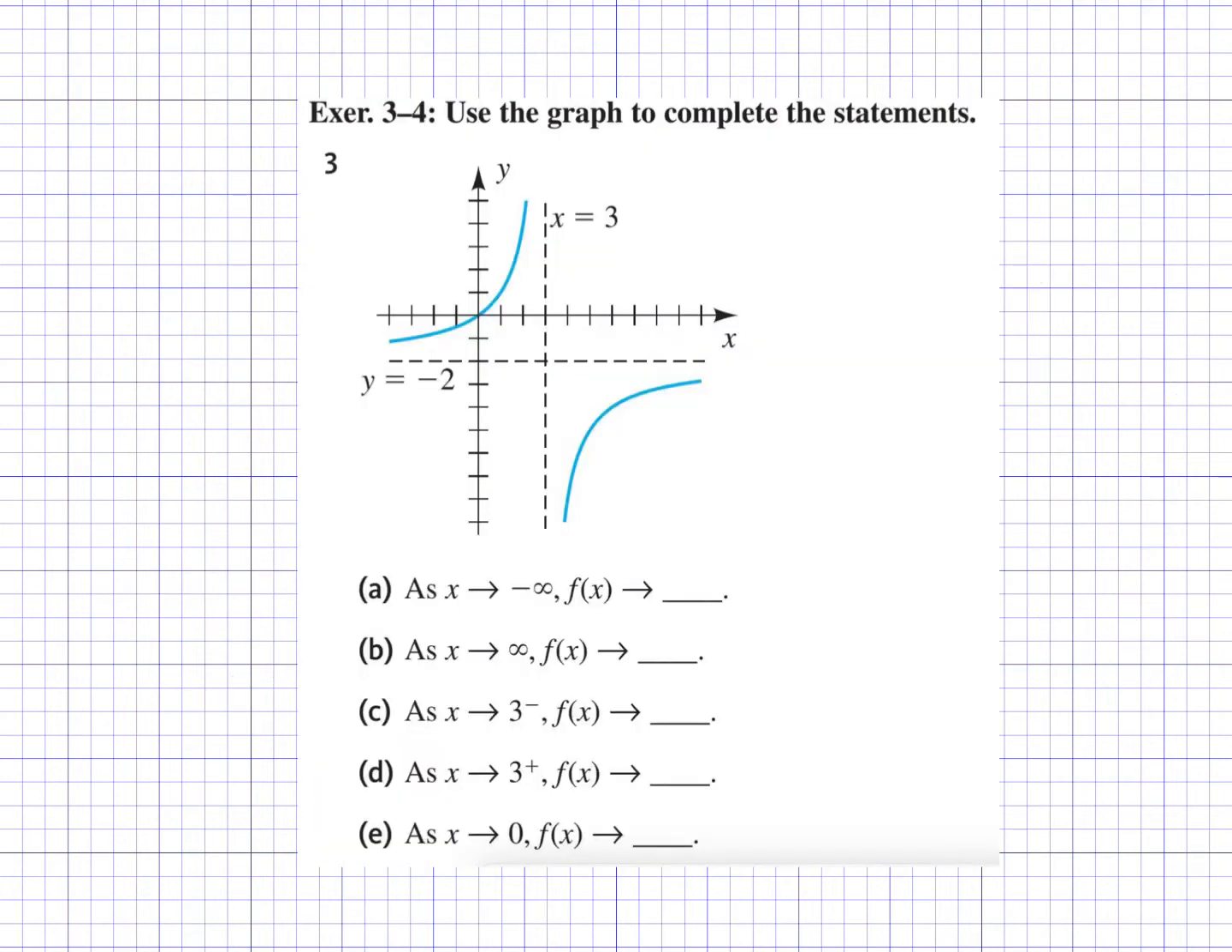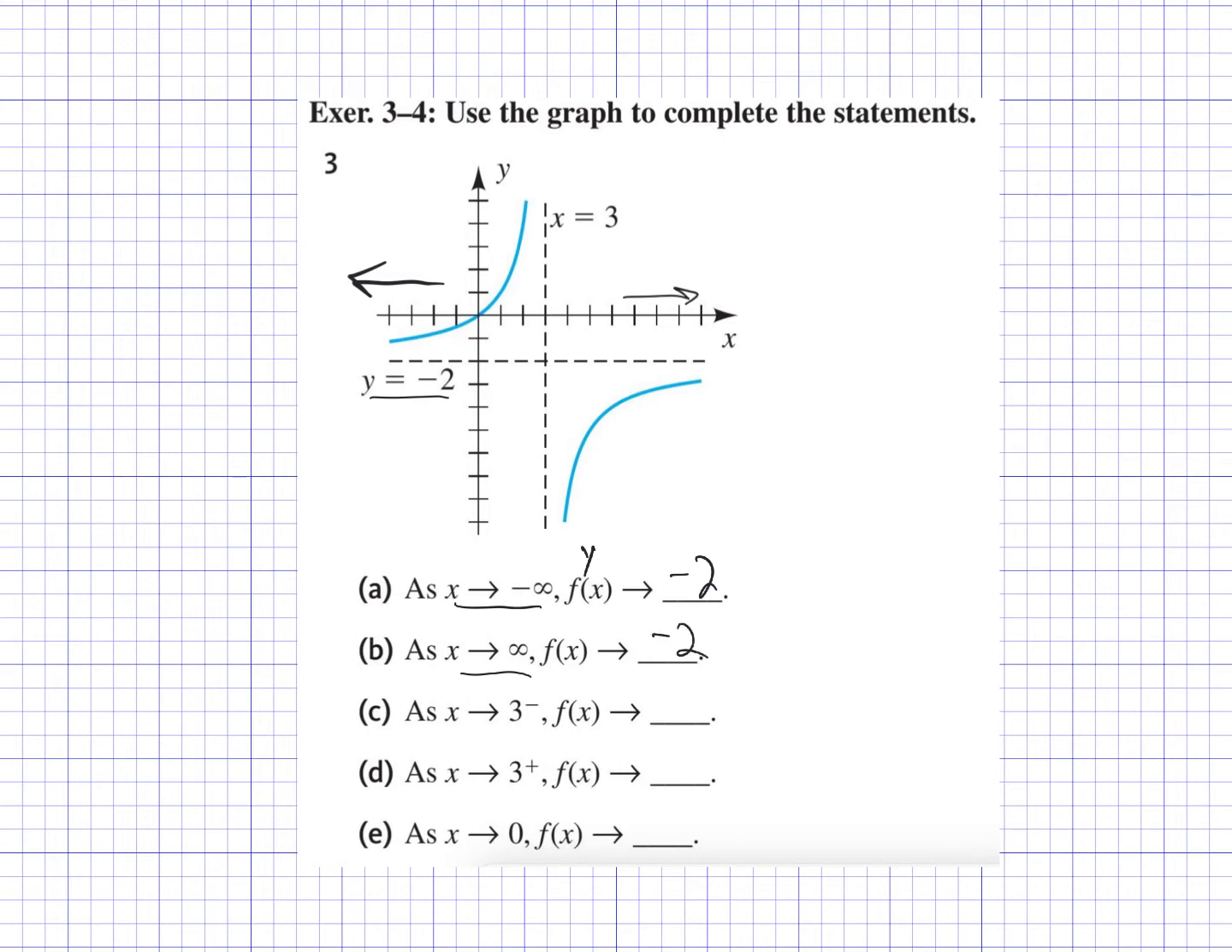Okay, now use the graph to complete the statements. As x goes to negative infinity. So what's happening is it's asking what happens on the graph as we go left. And again, this is your y value. What's happening to the y value? It's decreasing. It's going to what value? It's going to y equals negative 2. Okay? So y is going to negative 2.